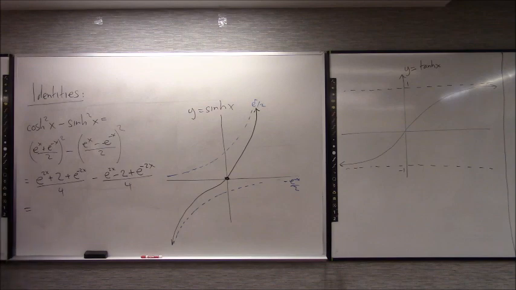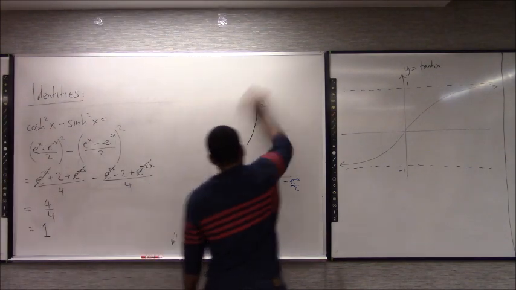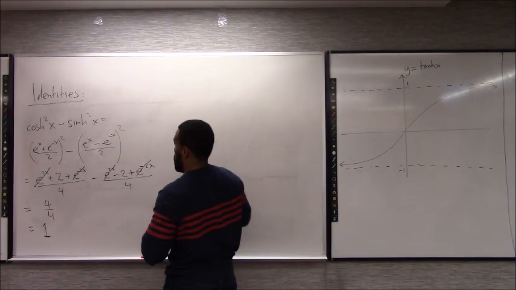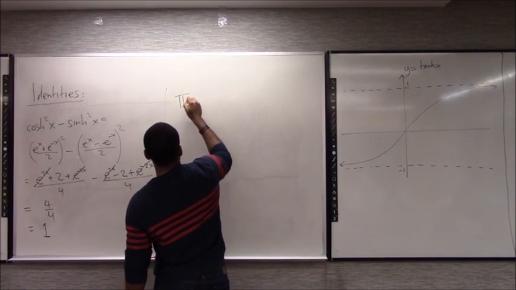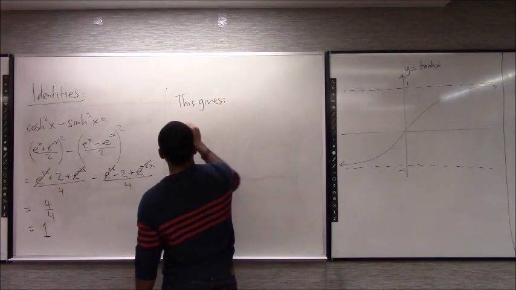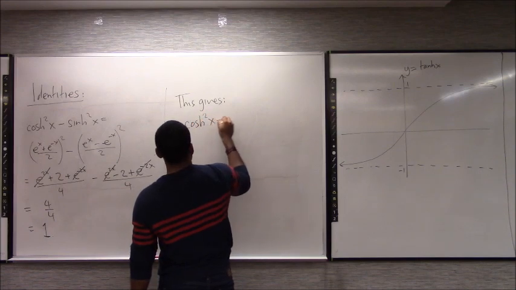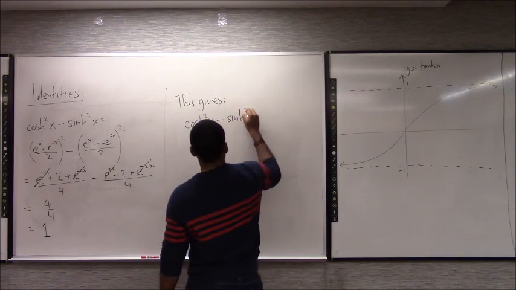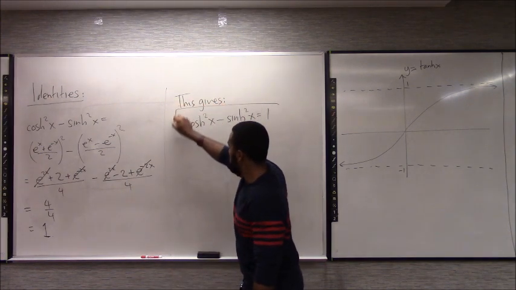And then what you would notice is that these guys would get subtracted. We have a plus 2 minus a minus 2, so this ends up being plus 4 over 4, which is 1. And so it also works out that this actually does look like x squared minus y squared equals 1. So this gives cosh squared x minus sinh squared x equals 1. That's an important identity.